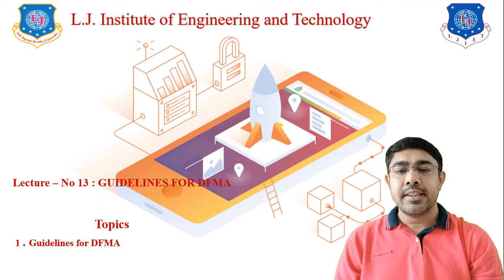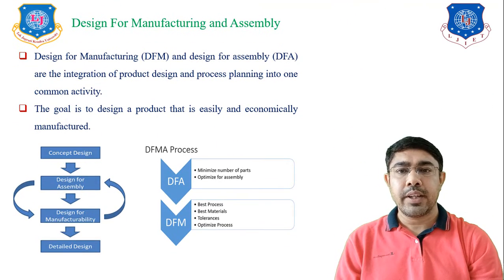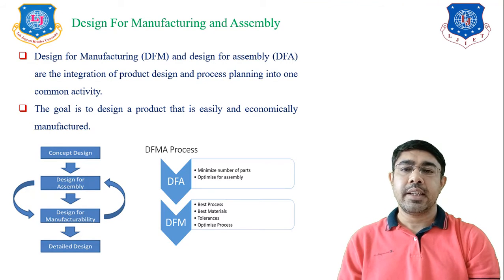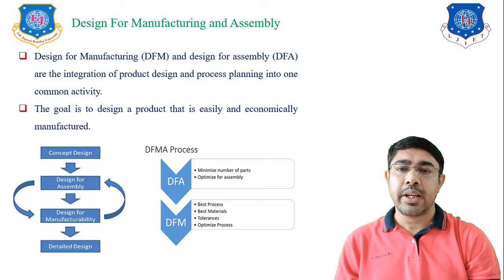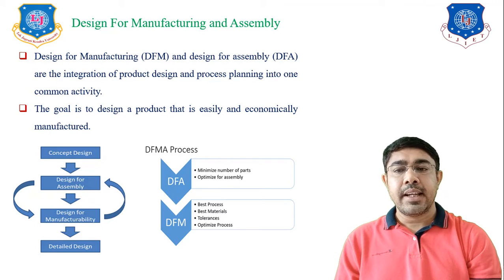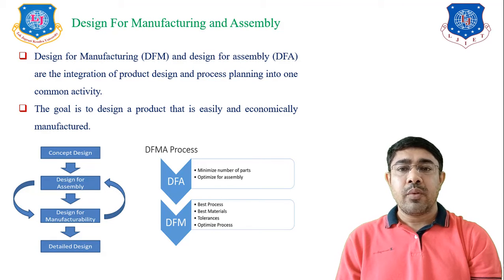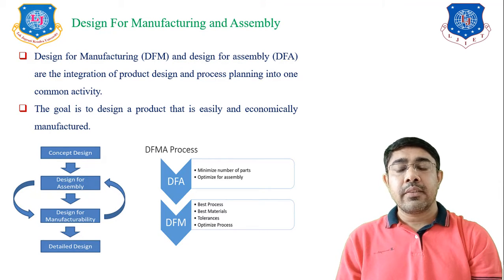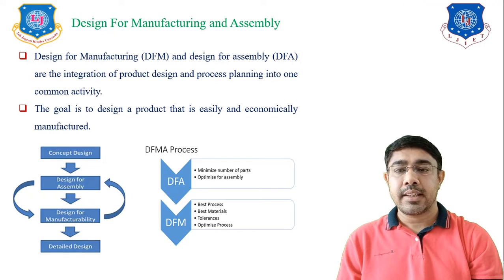In previous lectures, we learned design for manufacturing, which is the design of components or any product by considering the manufacturing aspect. Now in this lecture, we learn the design for manufacturing and assembly guidelines. When we design any components or products according to design for manufacturing and assemblies, which rules and guidelines we have to follow, that we learn in this lecture.